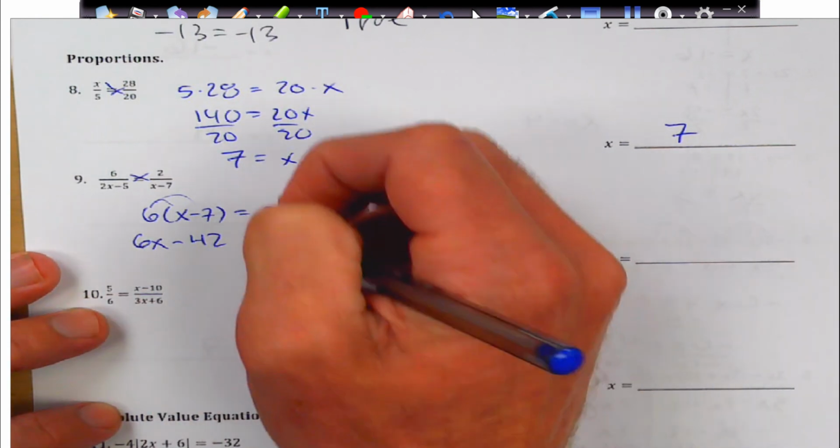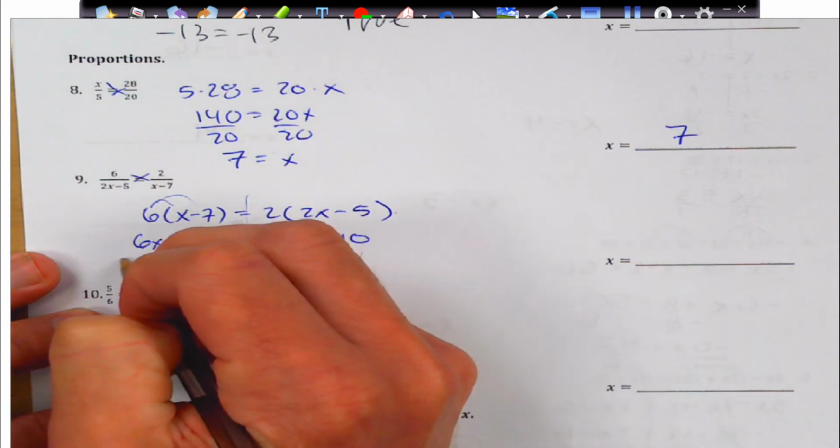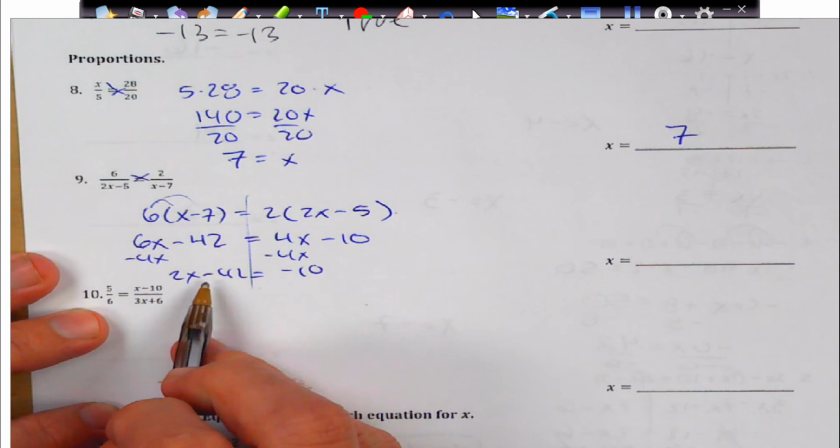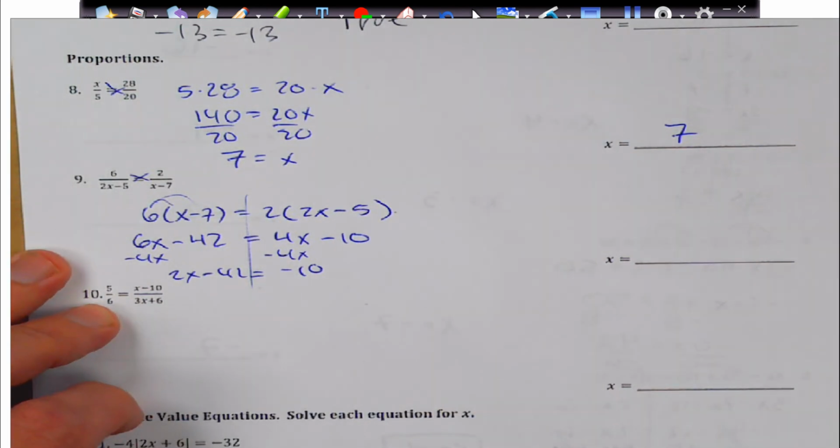Move the smaller one first. That's going to be subtracting the 4x on both sides. We get 2x minus 42 equals negative 10. To add the 42 over.